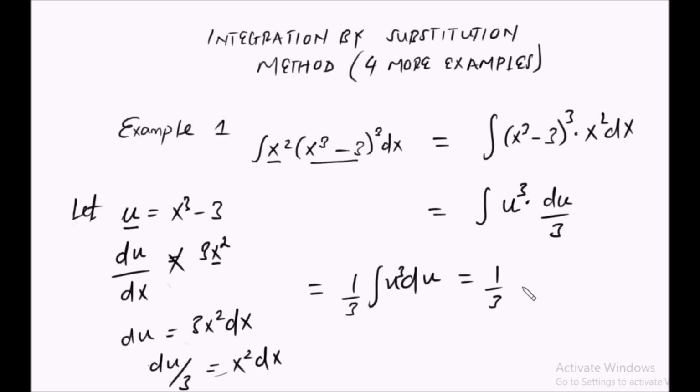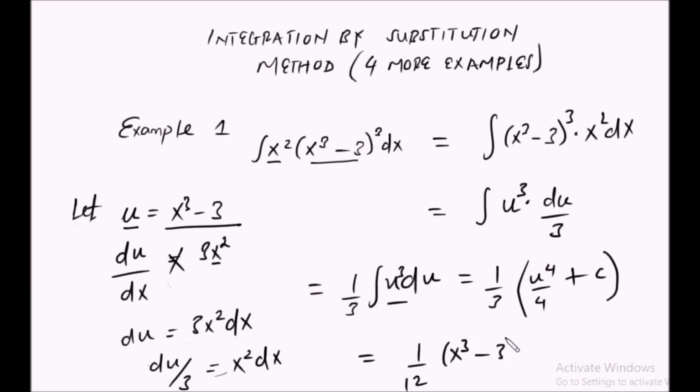So hii itakuwa sasa na 1 over 3. Nikiintegrate u power 3 napata u power 4 over 4 plus c. So 3 times 4, nikiingiza hii 1 over 3 ndani itakuwa ni 1 over 12. U tumesema ni nani? Ni huyu. So it's x power 3 minus 3, let me write it well. So u power 4. Kwa hiyo ni u power 4 plus c. So this is our answer now. You see? Tumeipata kwa kutumia nini? U substitution.